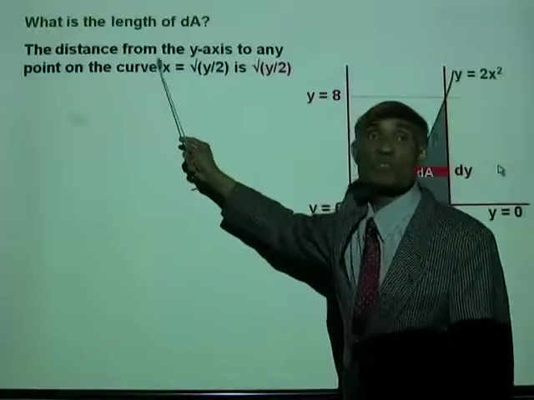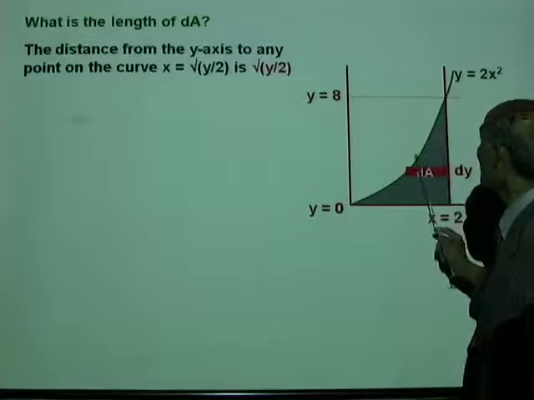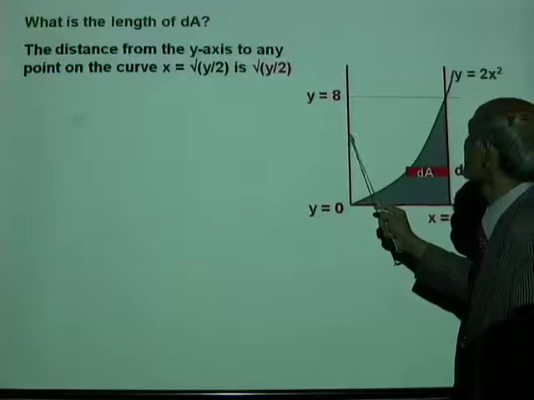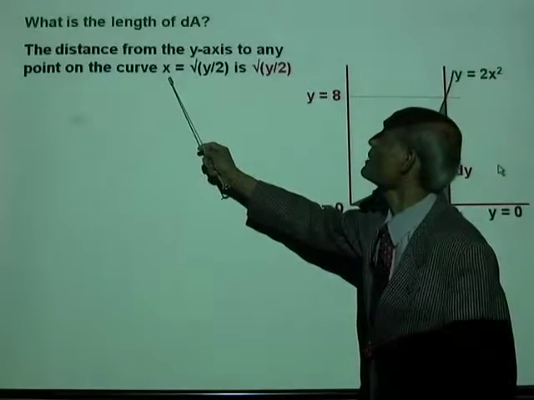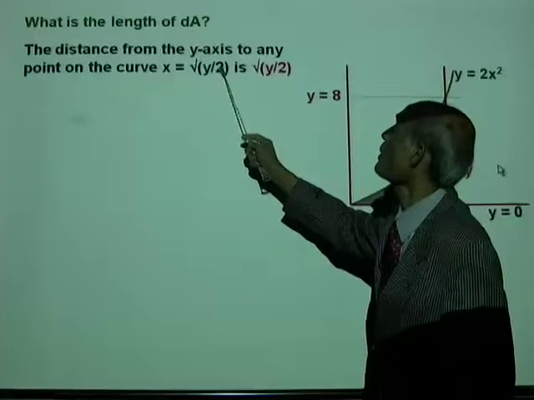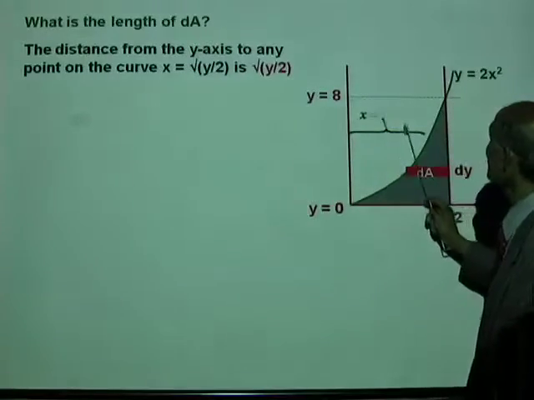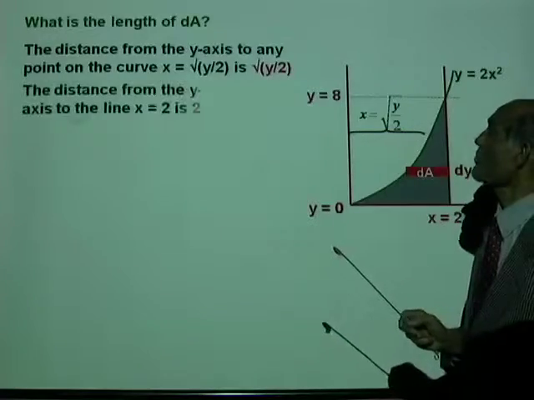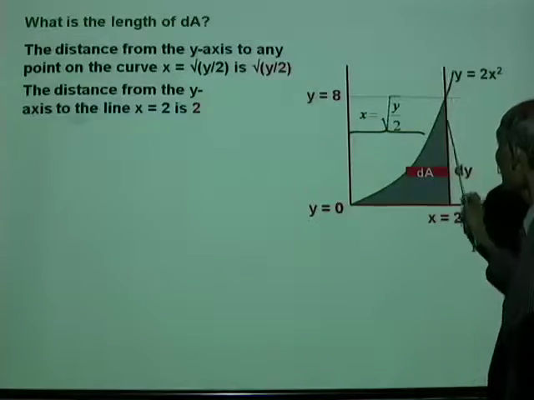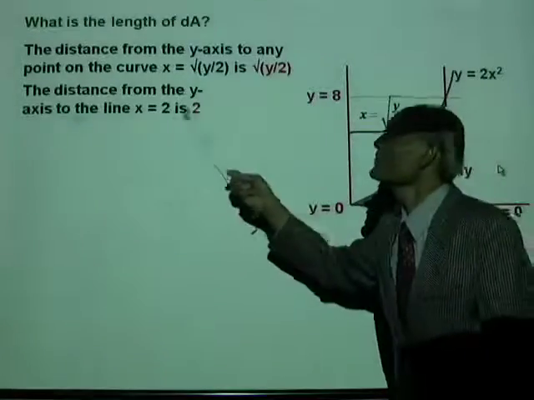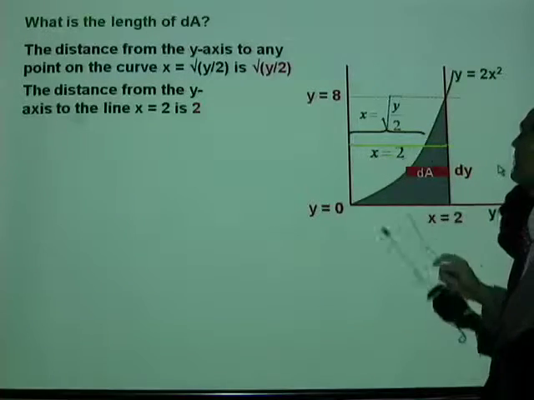Now the distance from the y-axis to any point on this curve we just talked about is x equal to square root of y over 2. That distance, x equal to square root of y over 2. And the distance from the y-axis to the line x equal to 2 is simply x equal to 2. So that is x equal to 2.